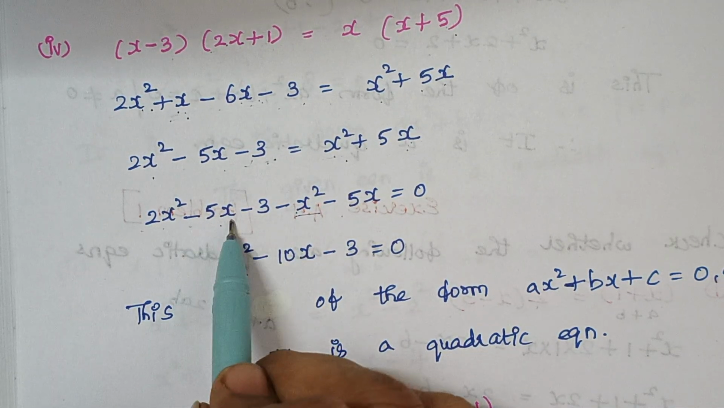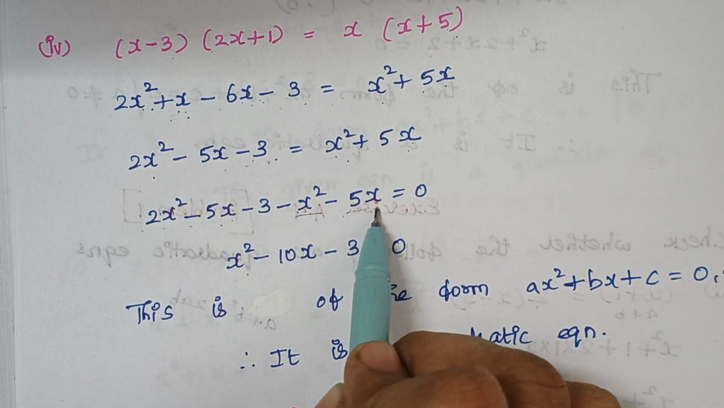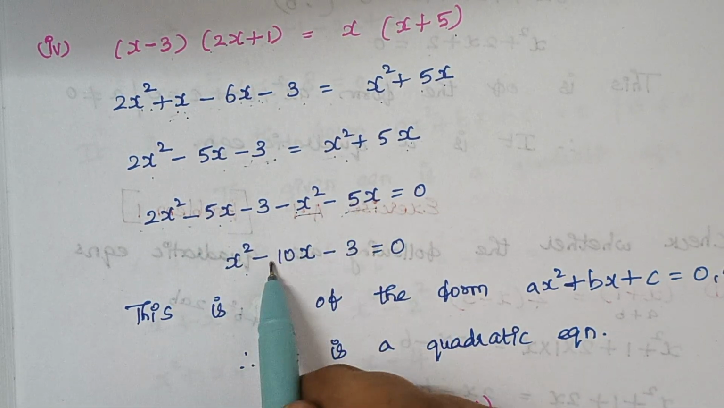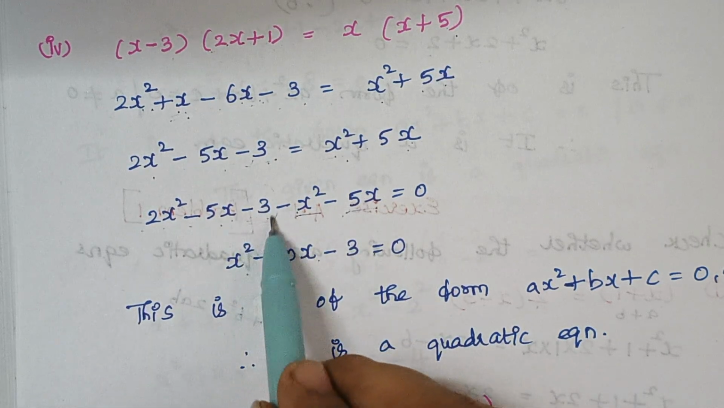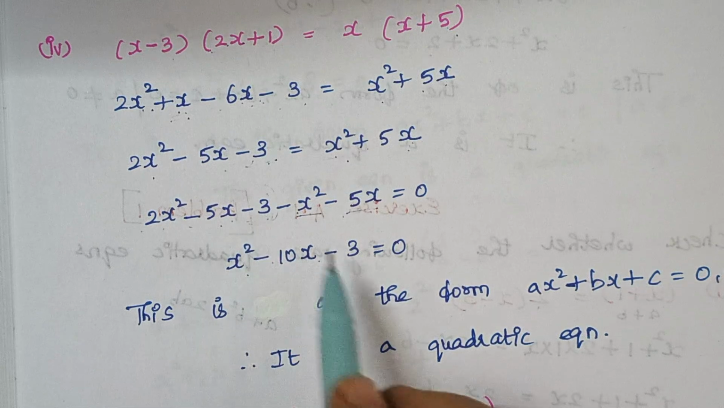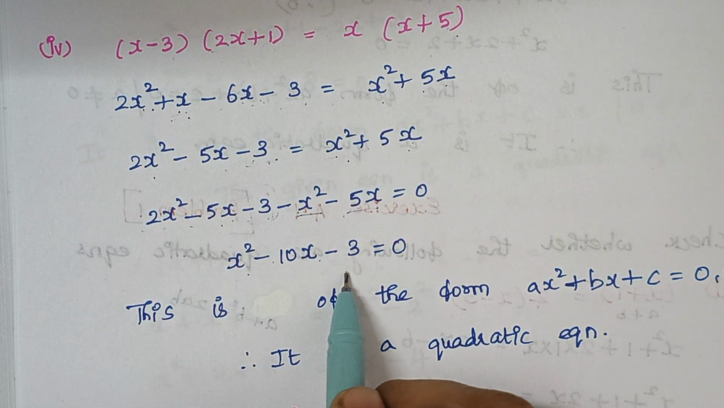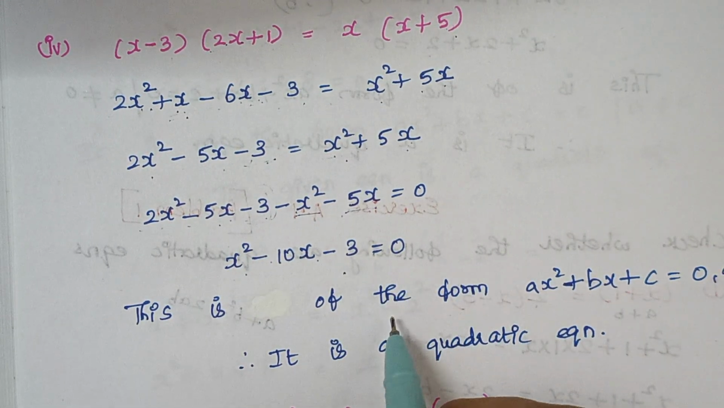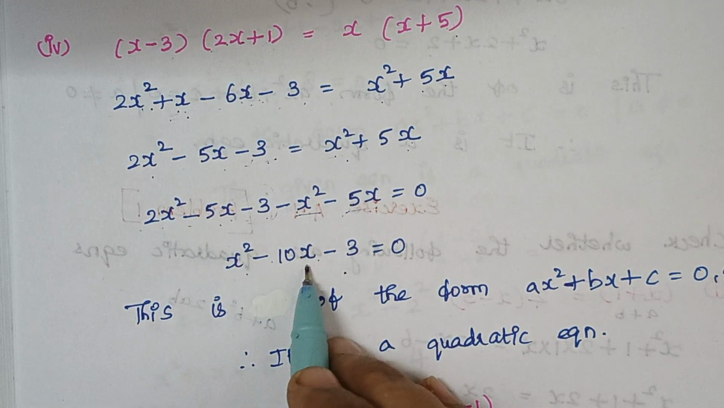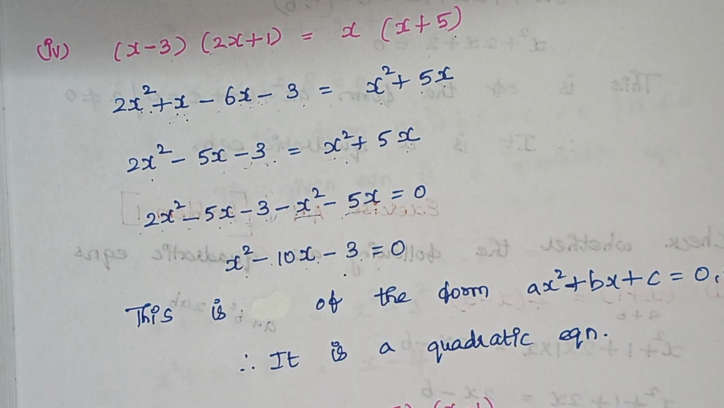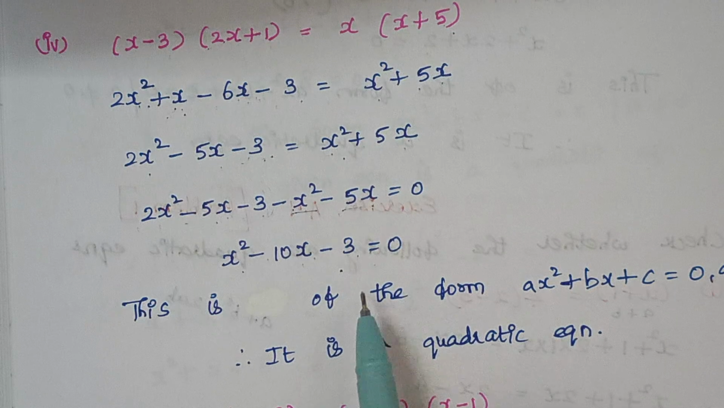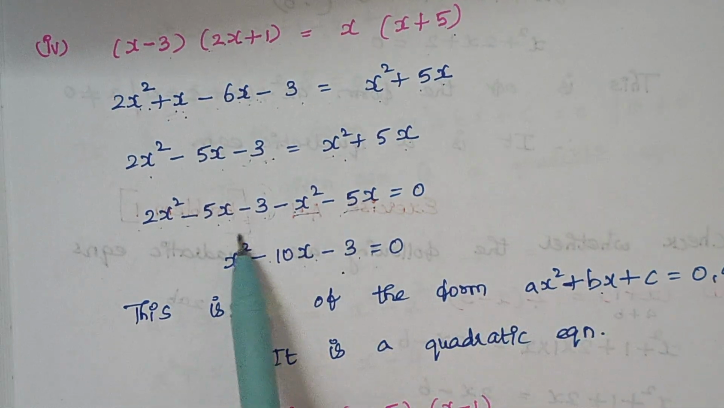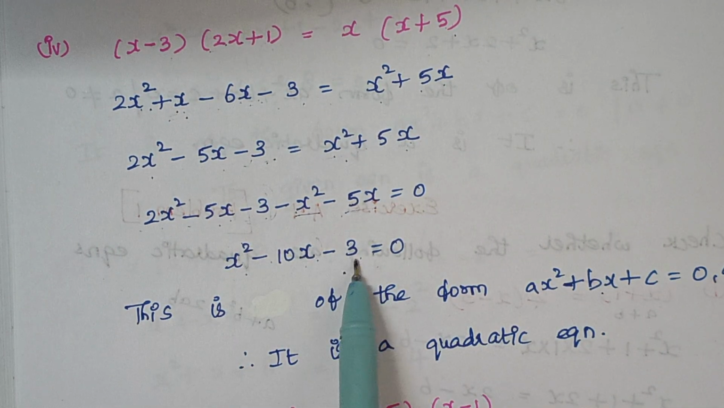So when you simplify, you see 2x square minus x square gives you plus x square. And here I have minus 5x and here minus 5x. So minus 5 minus 5 minus 10x. And minus 3 here because I am having only one constant. Therefore, write this minus 3 as such. So here our final equation is x square minus 10x minus 3 is equal to 0. So again, when you compare this with the standard equation, it gets satisfied, right? Because we have an x square term, we have an x and a constant.